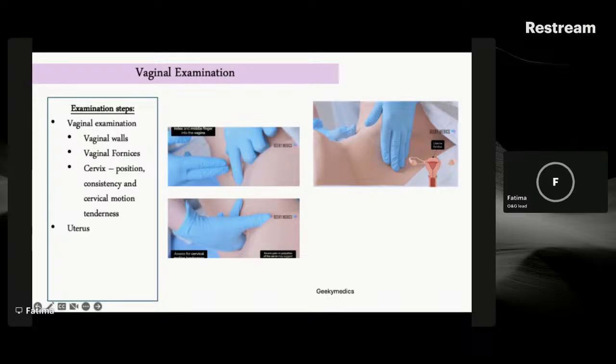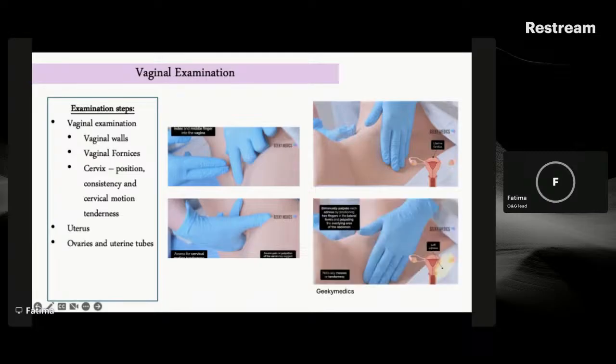For the uterus, you're assessing the size. It should be approximately the size of an orange. The shape, it might be distorted by any masses like large fibroids. Surface characteristics, so note if the uterus feels smooth or nodular, and then any tenderness, again, for pelvic inflammatory disease. The ovaries and the uterine tubes are also assessed. These are called the adnexa, and it refers to the area that includes the ovaries and the fallopian tubes.